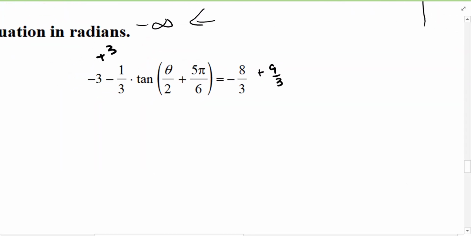Here, we'll do this one right here. So we need to get this theta by itself. The equal sign is right there. First thing that I'm going to do is add 3 to both sides.